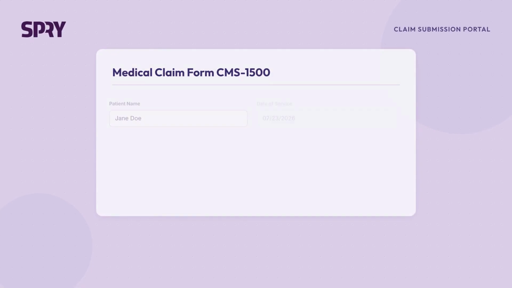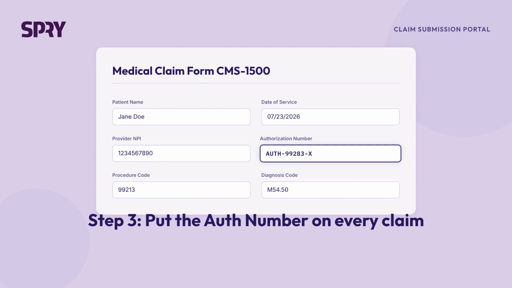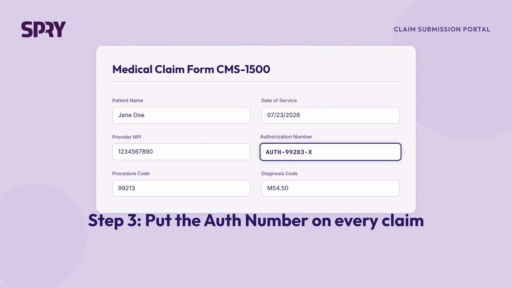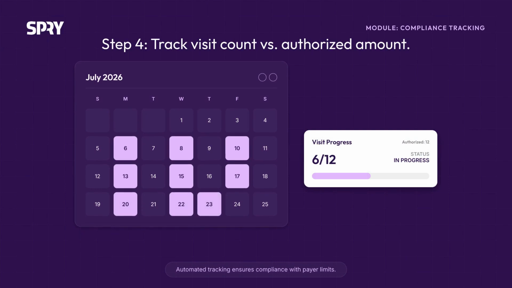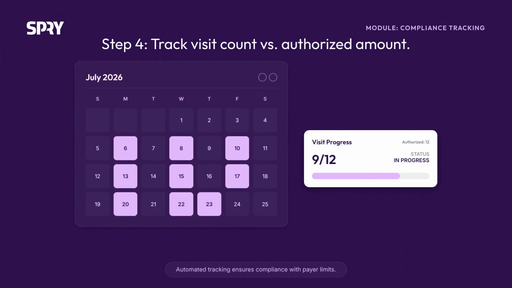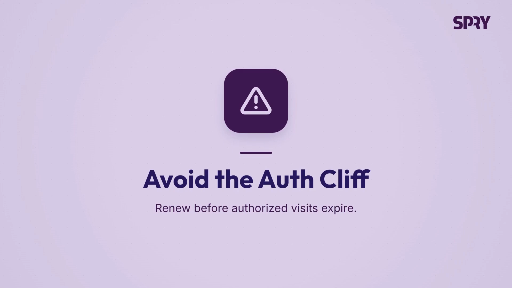Step 3. Get the authorization number and put it on the claim. Once approved, that number goes on every claim for the authorized period. Missing it means denial at submission. Step 4. Track visit count against authorized amount. The authorization is not open-ended. It covers a specific number of visits over a defined period. Running out of authorized visits without submitting for renewal is what creates the auth cliff, the visit that is rendered and then denied because the window expired.